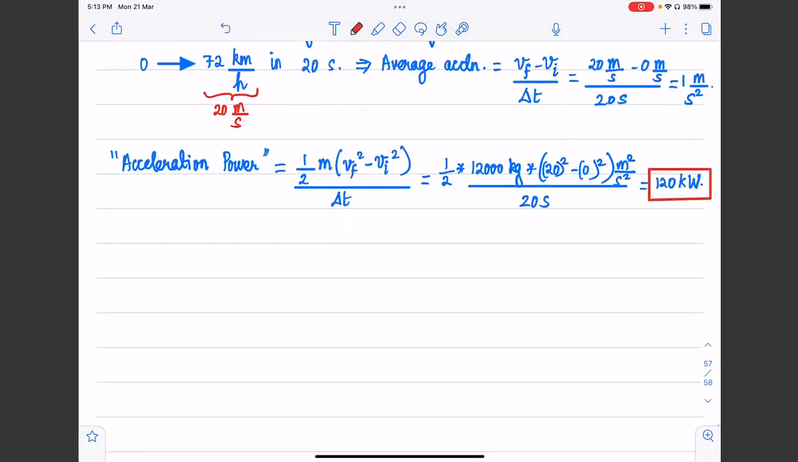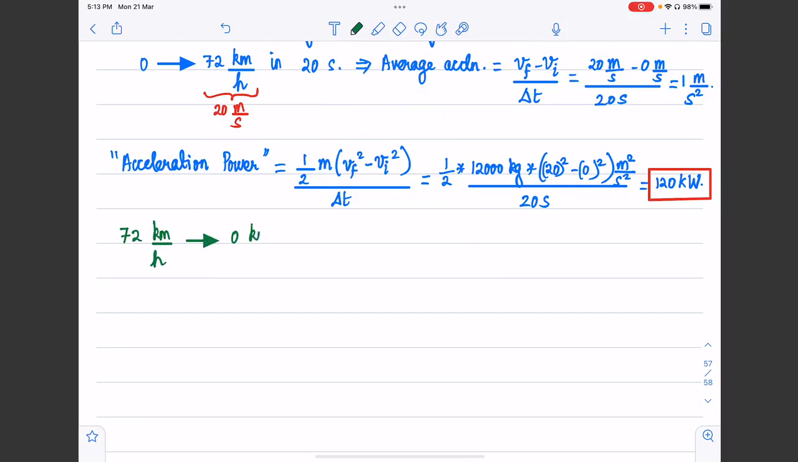Okay, so as I told, I'm doing very back of the envelope calculations, just to convey the concept. So we'll see what the concept is. Now, we want to come from 72 kilometers per hour to 0 kilometers per hour. Okay, so what happens?